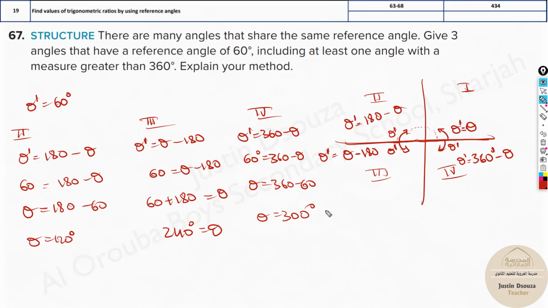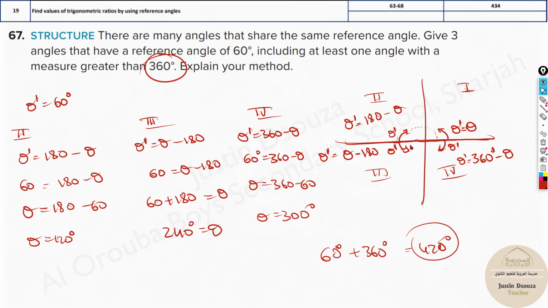If you do only these three, you won't get full marks because they want one greater than 360. That is very, very easy. 60 degrees is there, right? Just add 360 degrees. That will be 420 degrees. Now, 420 degrees will have a reference angle of 60 degrees as well. These are coterminal, but yes, you will have the reference angle of 60 itself.